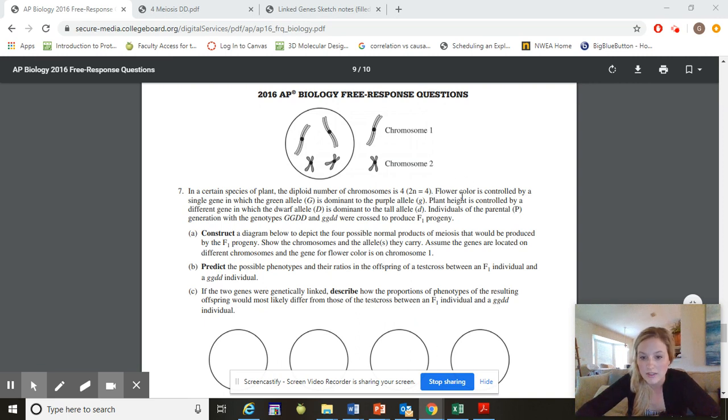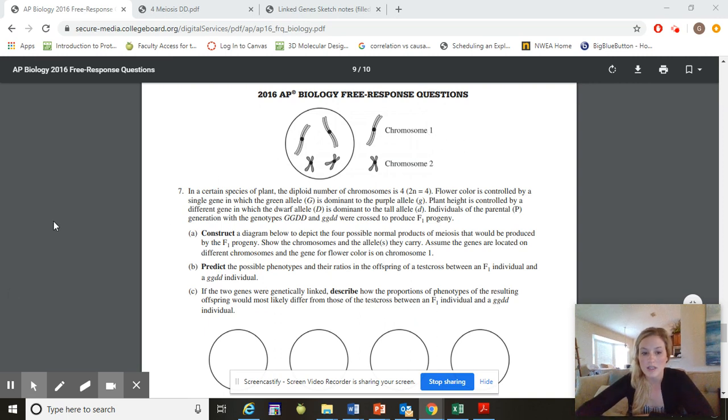Okay. Flower color is controlled by a single gene in which the green allele, capital G, is dominant to the purple allele, little g. Plant height is controlled by a different gene in which the dwarf allele, capital D, is dominant to the tall allele, lowercase d. Individuals of the parental generation with the genotypes homozygous dominant and homozygous recessive were crossed to produce the F1 progeny. So we're assuming that this cell is representing the F1 progeny, and that would be the offspring of this homozygous dominant individual for both traits with an individual that is homozygous recessive for both traits.